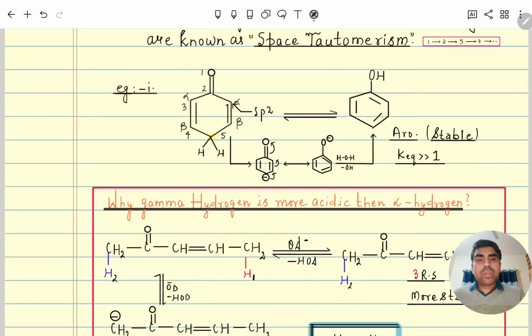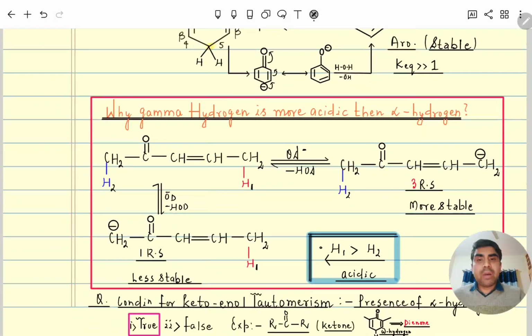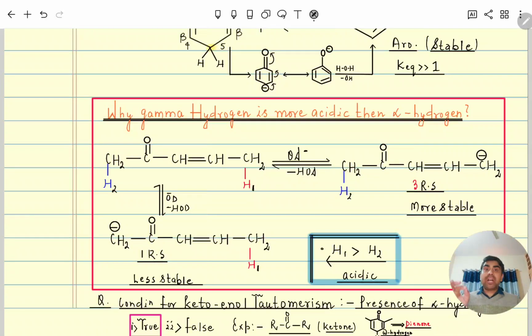Now one thing you should keep in your mind: the gamma, means fifth carbon, hydrogen is more acidic than the third carbon, means alpha carbon. Similarly, the seventh carbon, if the seventh carbon is sp3, its hydrogen is more acidic than even the fifth one and more acidic than the third position.